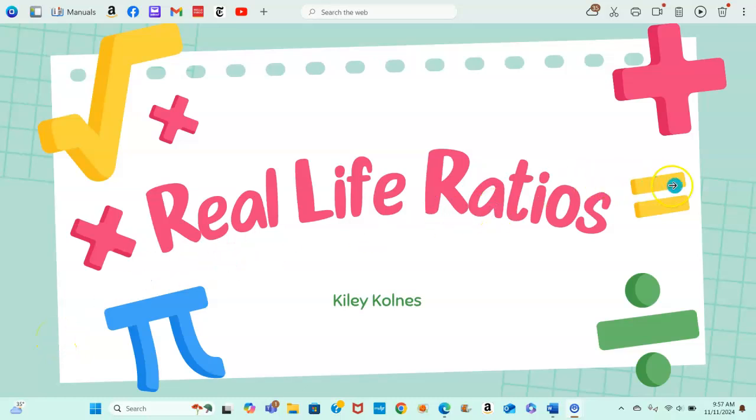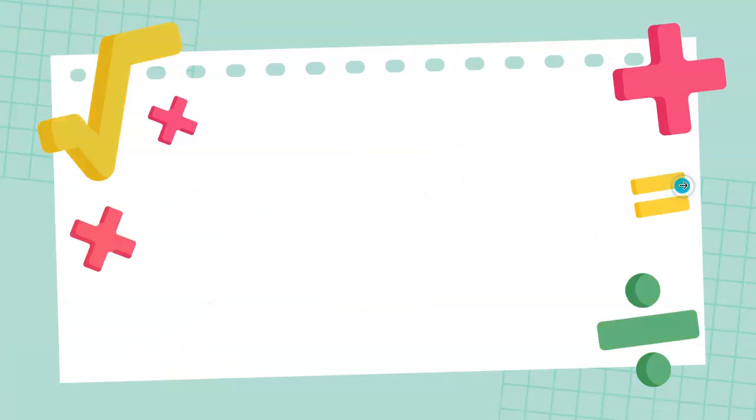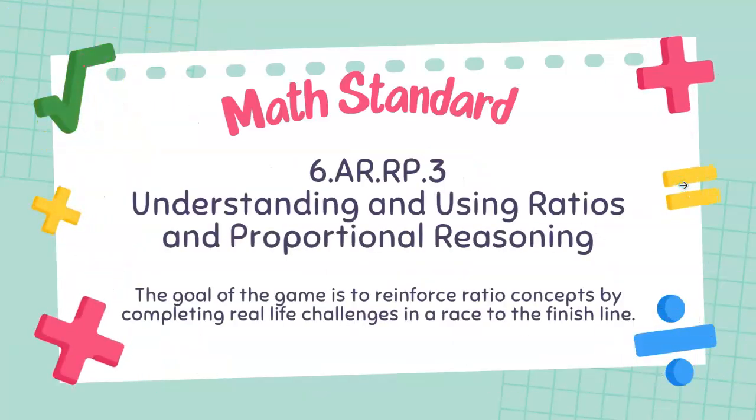Hello, my name is Kylie Kolness, and I am going to explain my game, Real Life Ratios. It fits into a sixth grade math standard that is about understanding and using ratios and proportional reasoning. The goal of the game is to reinforce ratio concepts by completing real life challenges in a race to the finish line.